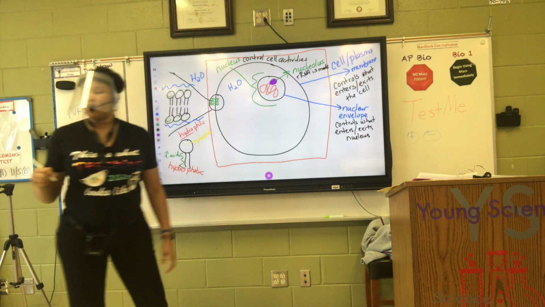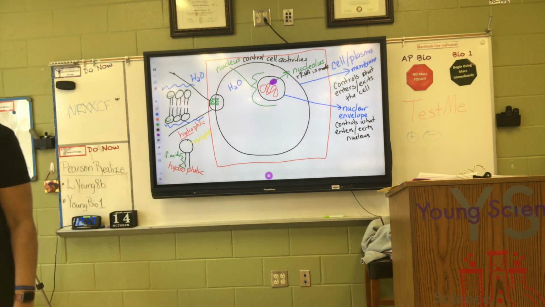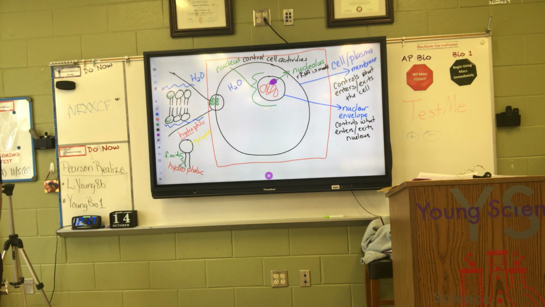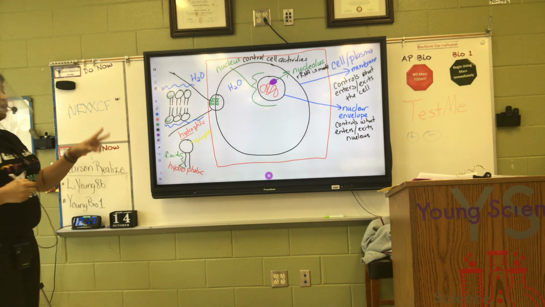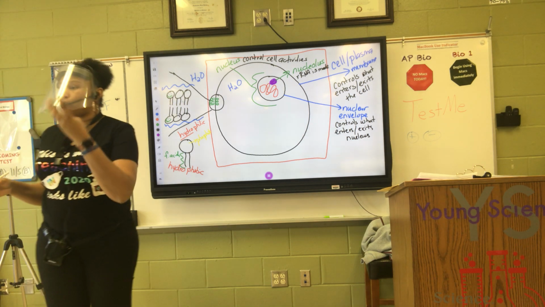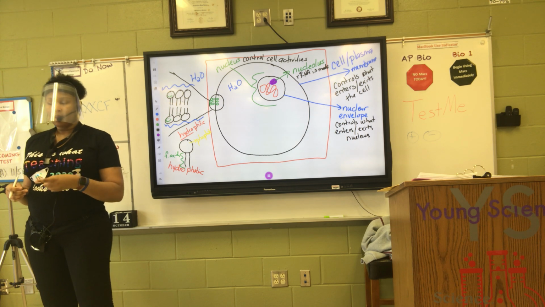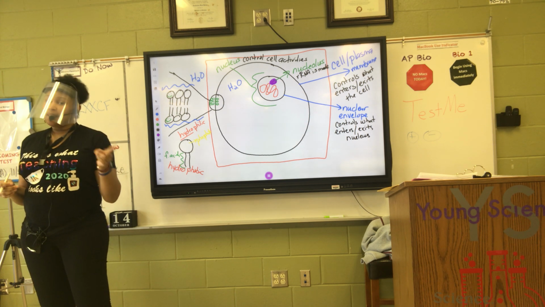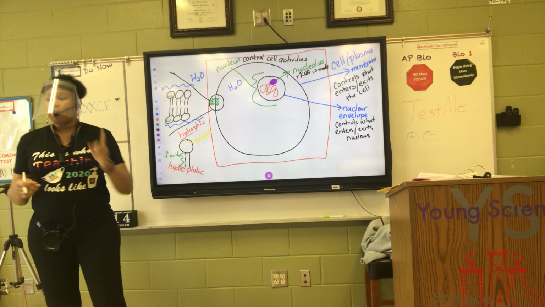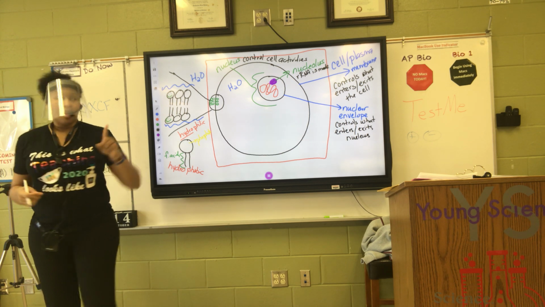So RNA is another type of what? Nucleic acid. Remember, we had two examples of nucleic acid, DNA and RNA. All right. RNA is another type of nucleic acid. There's three types of RNA: messenger RNA, which is mRNA, transfer RNA, which is tRNA, and ribosomal RNA, which is rRNA.